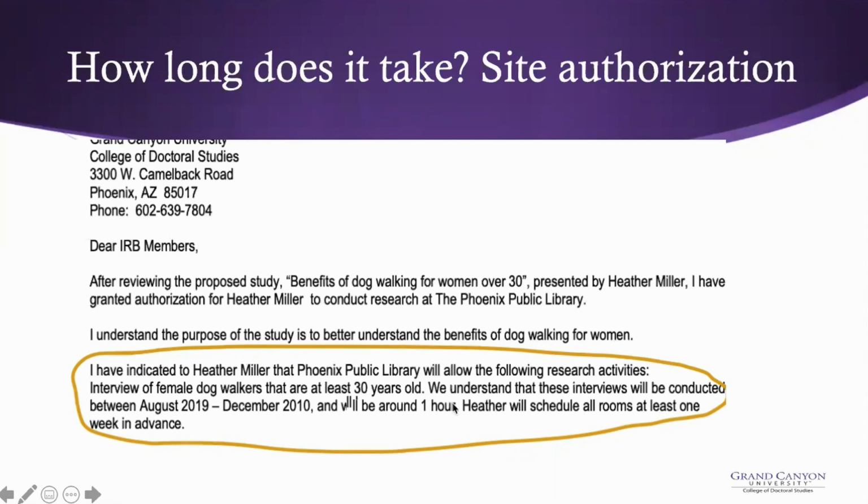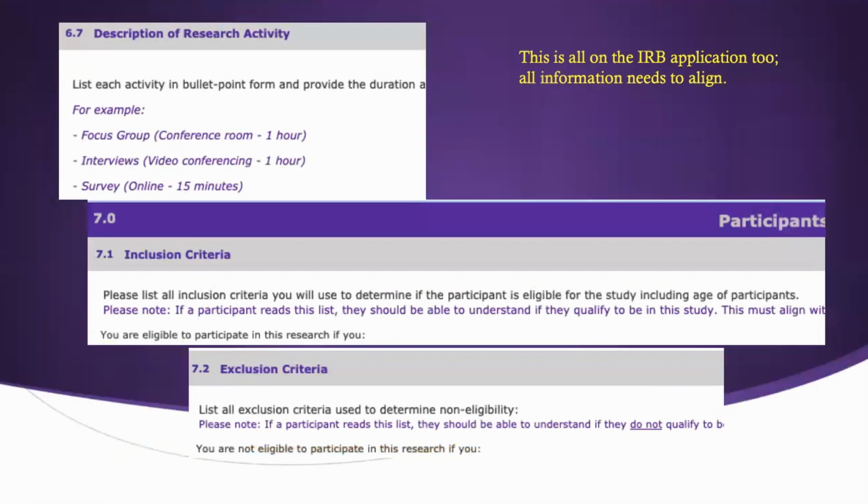Heather will schedule all rooms at least 1 week in advance, because the site has to provide you with a service. So you're going to need to find out exactly what the site is going to do for you, and that information needs to be clearly articulated in the site authorization agreement. And again, not to beat a dead horse, but it has to align across all of the information.